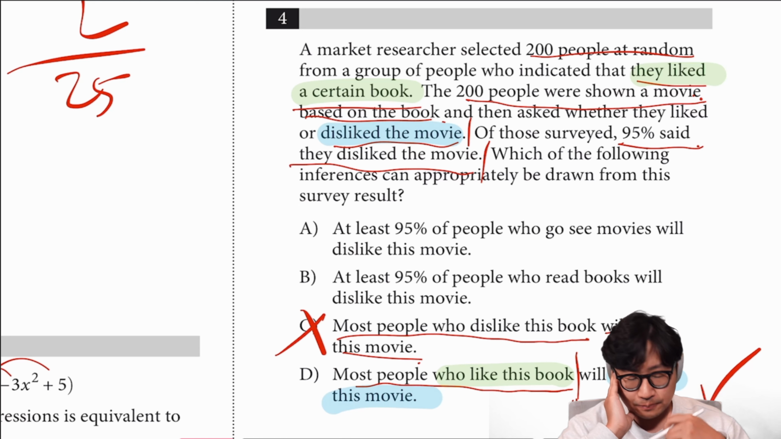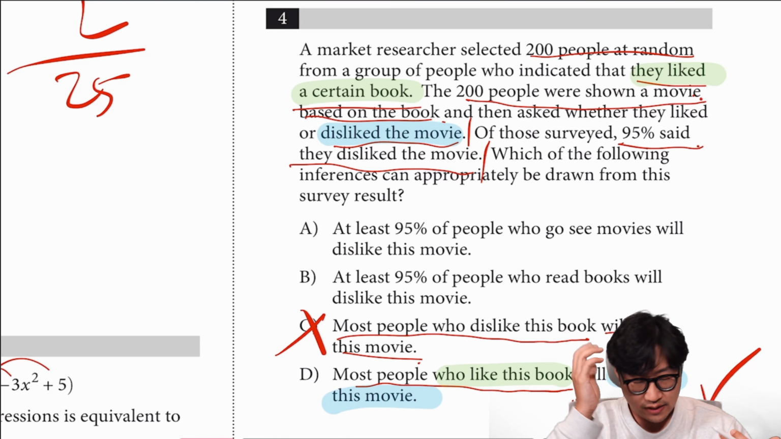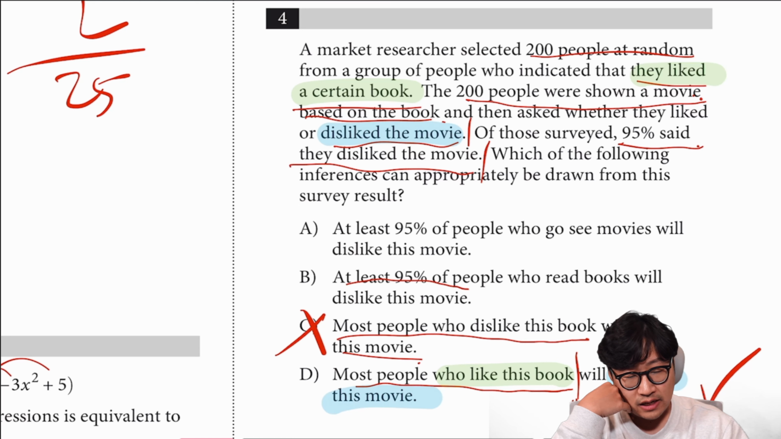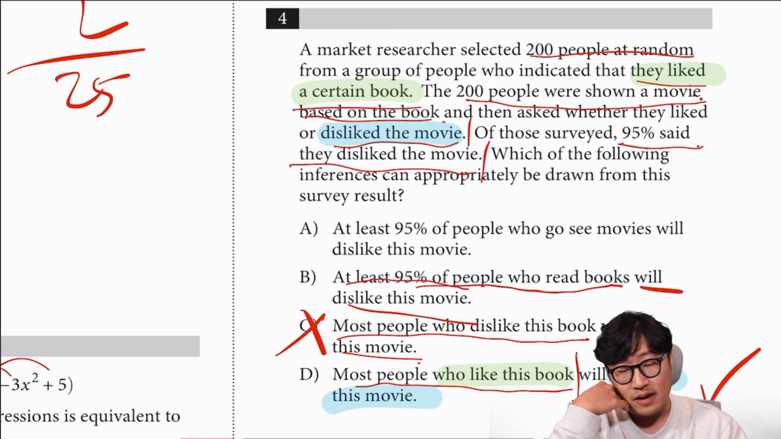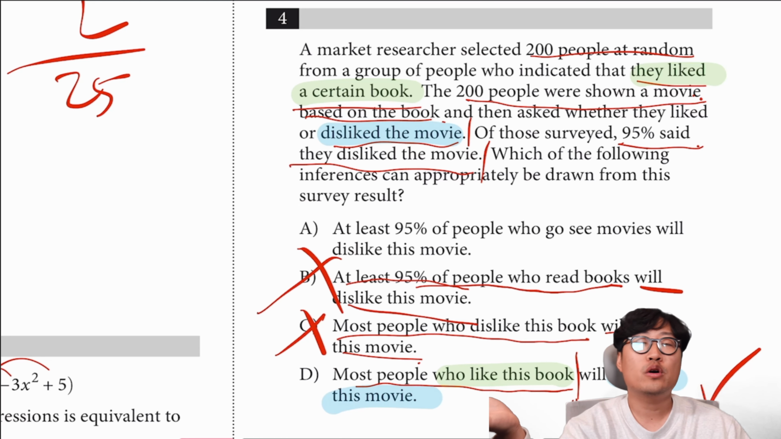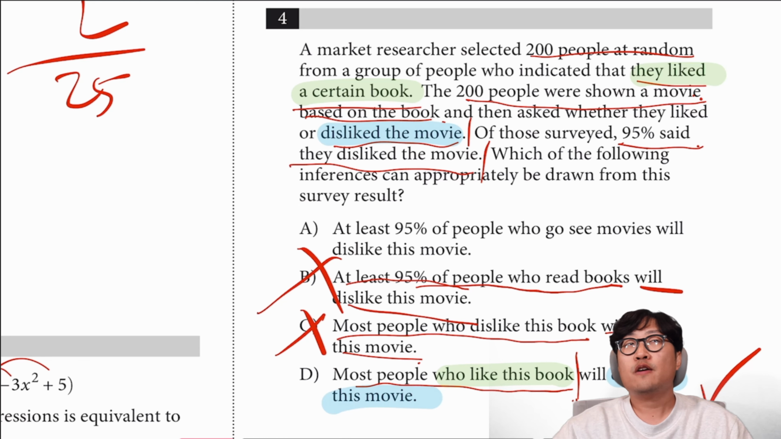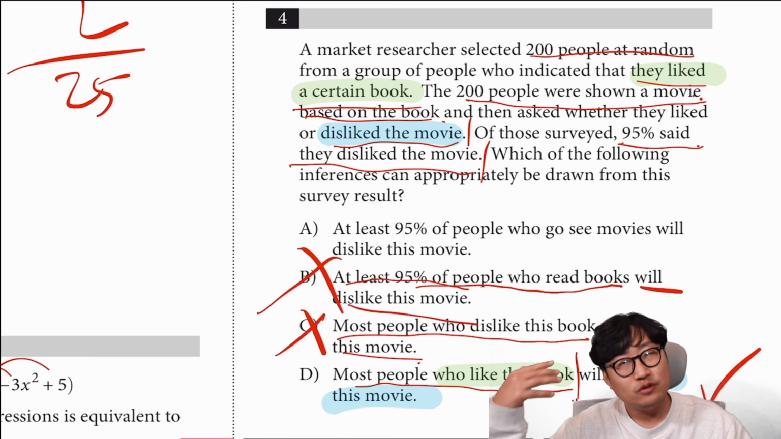So C's out. And B and A are kind of terribly worded because if you look, B says at least 95% of the people who read books will dislike this movie. I don't know. I only did a survey on 200 people, right? And that's not going to be enough for me to say with confidence that they will dislike this or they will like this. I can't say that. It's only out of 200 people.